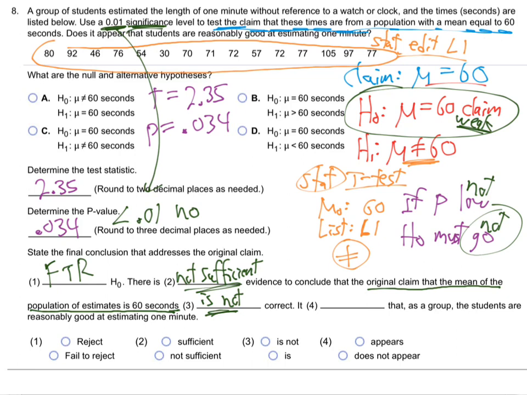It appears, or does not appear, that as a group the students are reasonably good at estimating 1 minute. Does it appear or does it not? Well, what did we end up concluding? They were trying to estimate 1 minute. We concluded that it was equal to 60. We concluded they were pretty close to 60. So it appears that as a group, the students are reasonably good at estimating 1 minute. Right? We stayed with 60, rather than saying they weren't getting 60 seconds. The weak conclusion was included. Yeah, that's what's weird, huh? It's weird when we go with the weak conclusion.